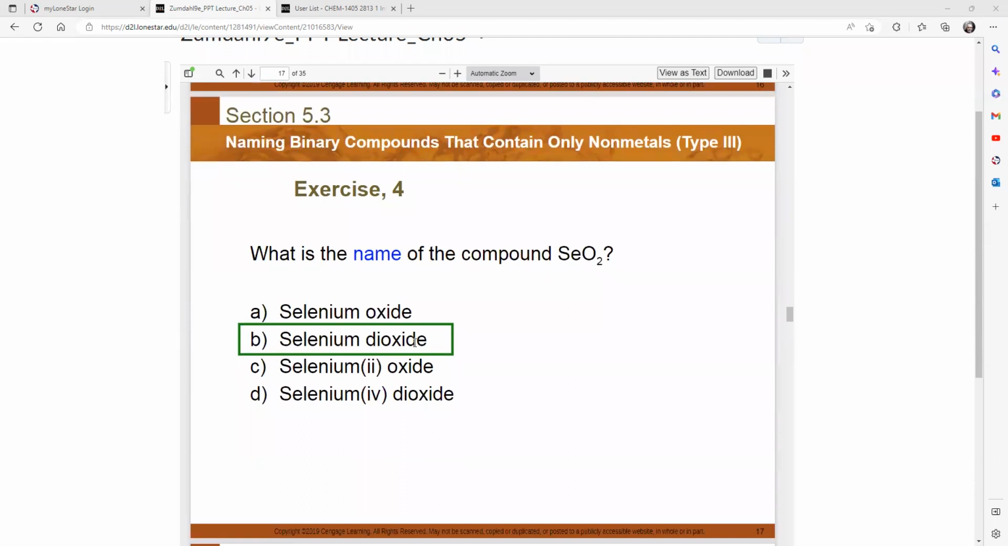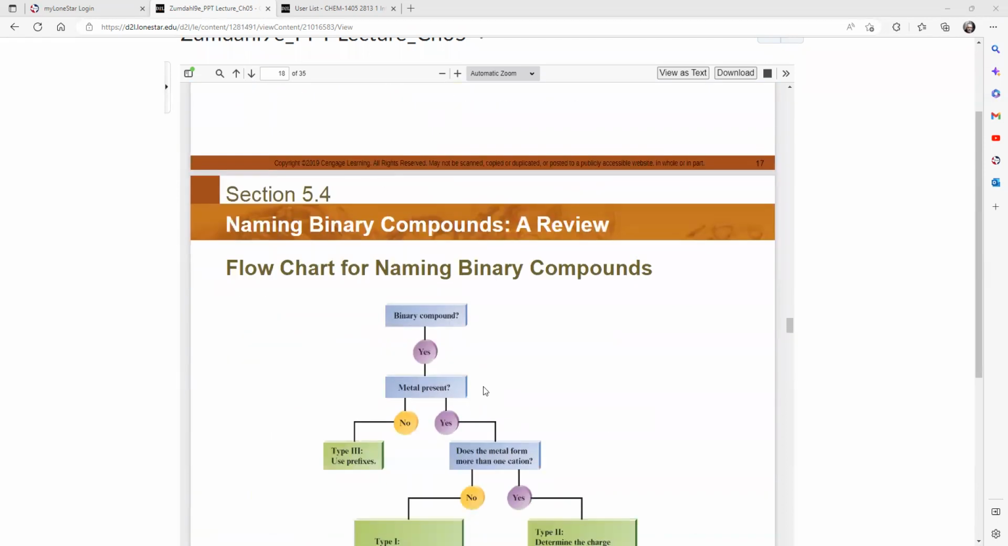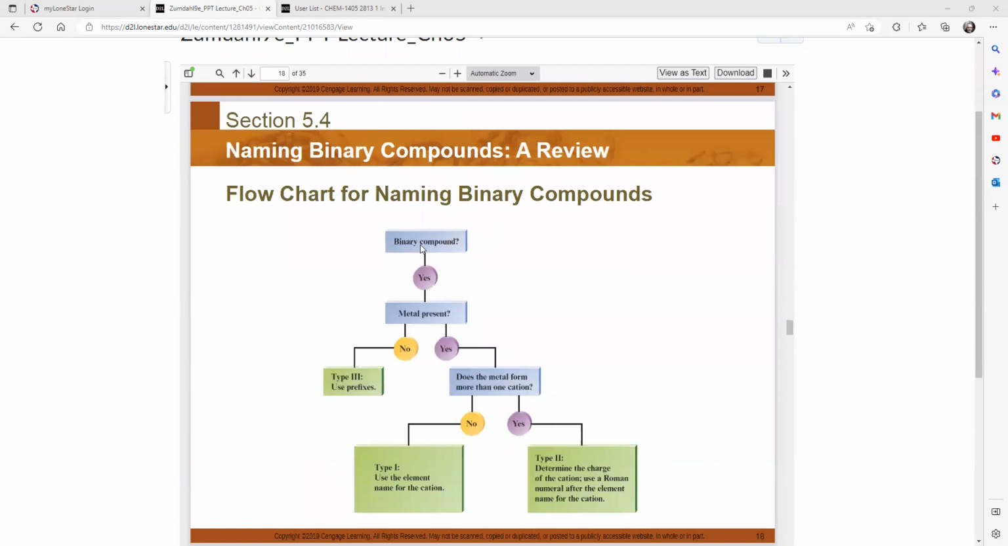Here you have another exercise. Stop the video and try to answer it. In general, you have here a chart that shows you how to name binary compounds. Is it a binary compound? Yes, then you go. Is a metal present? No, then you have to use prefixes.